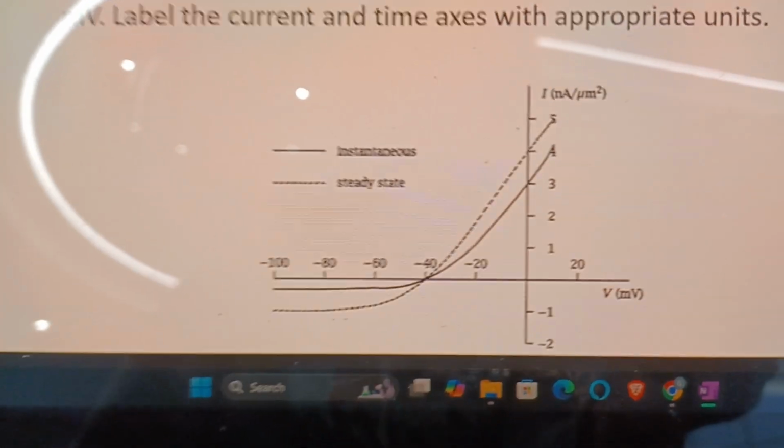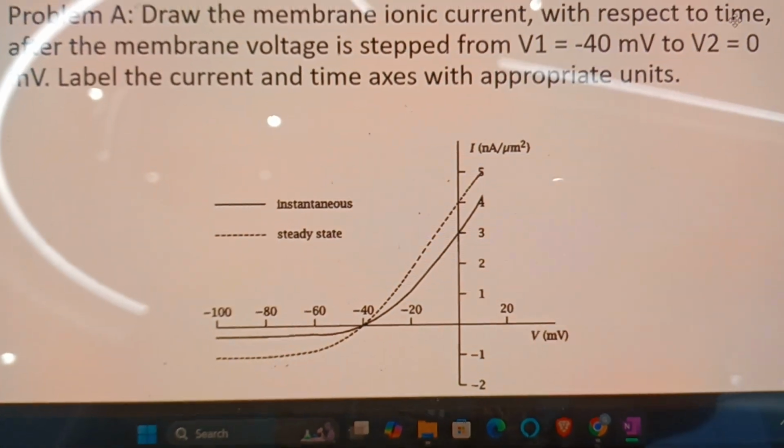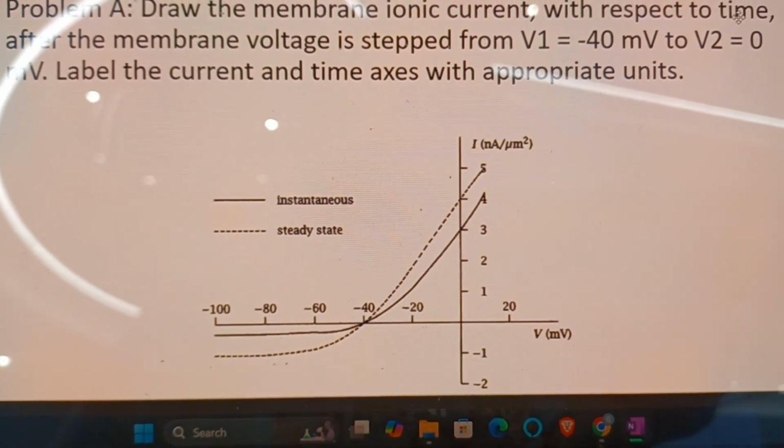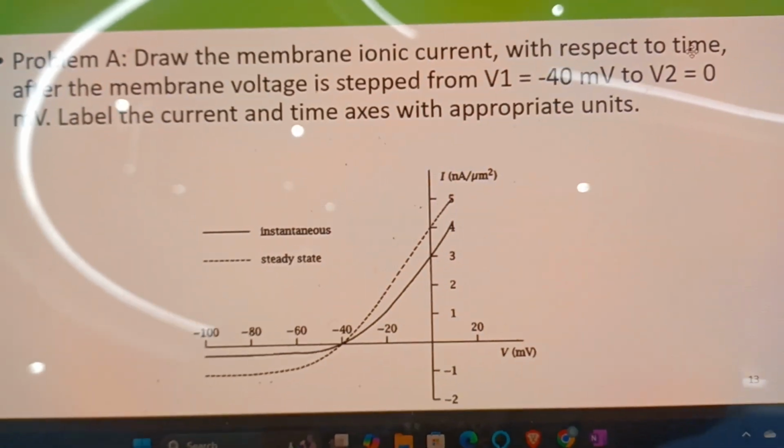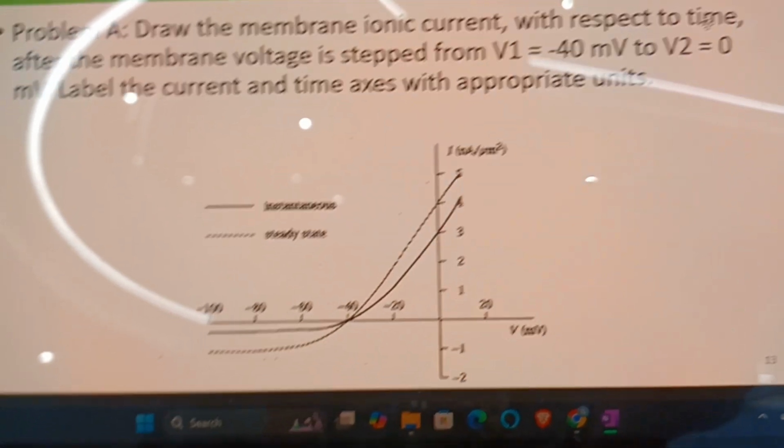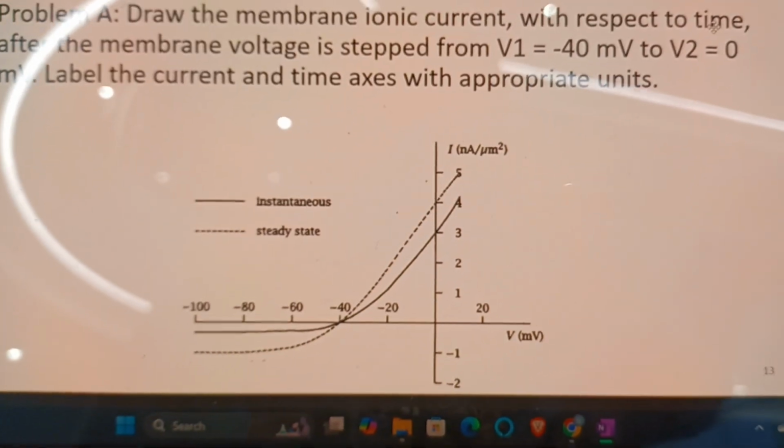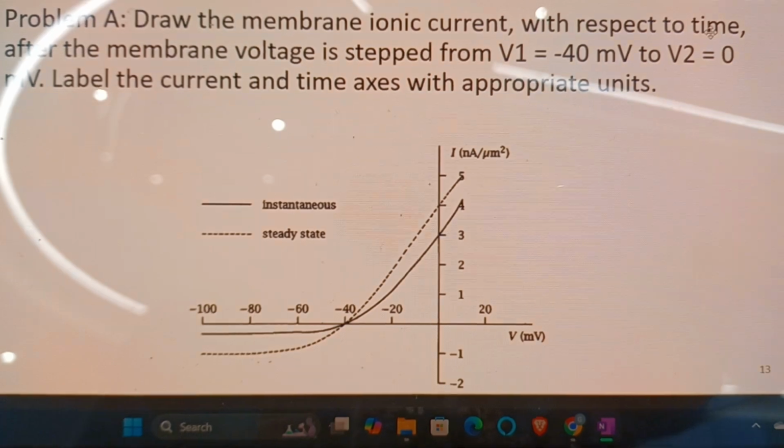So what that means is that when we move from one voltage to another, at the instant of such change, it will follow the instantaneous curve. However, eventually it's going to follow the steady state curve.